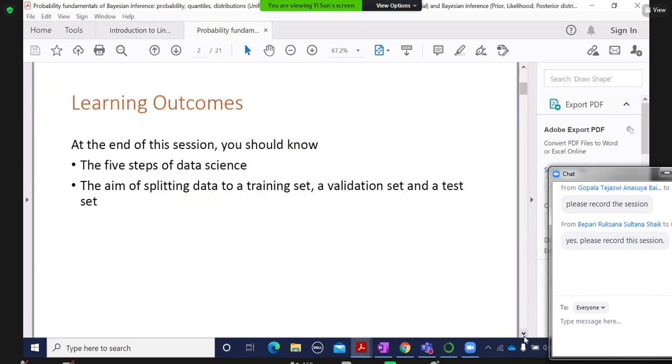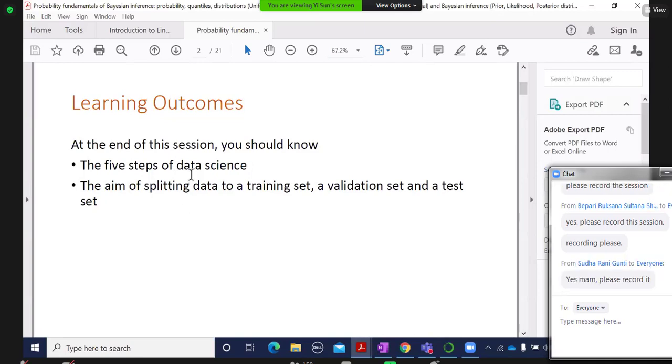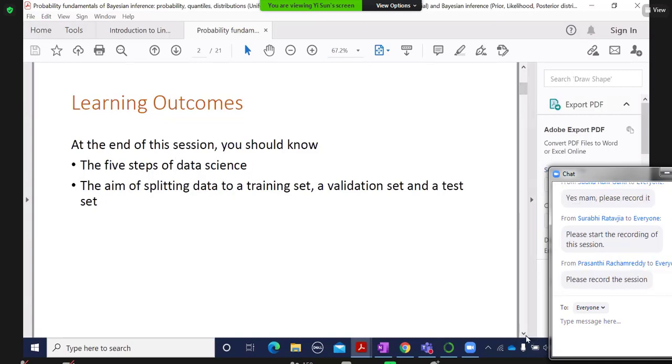Learning outcomes. At the end of this session, you should know what are those 5 steps of data science. And the aim of splitting data, the data matrix, to a training set, a validation set, and a test set. Okay? By the end of this session, these are 2 things you must know.